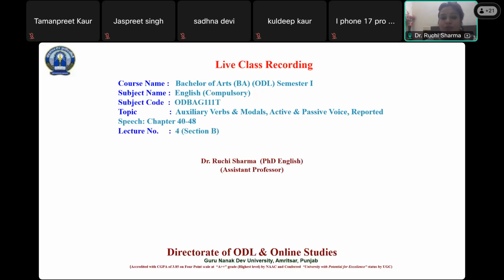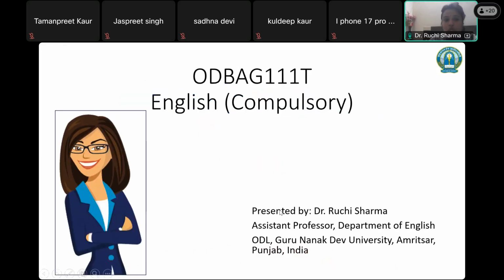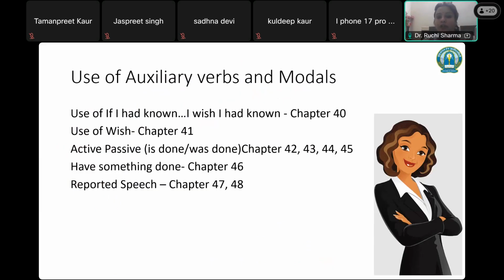Right? So let's move further. We've already learned a little bit about auxiliary verbs. Today we are going to look at some more auxiliary verbs, active and passive voice, and reported speech, which is direct and indirect speech. Chapters 40 to 48 we are going to cover today. If you look at it, it is talking about the use of 'if I had known', 'I wish I had known', use of wish, and active passive. And within active passive, it is only 'is done' and 'was done' that we are going to be looking at.